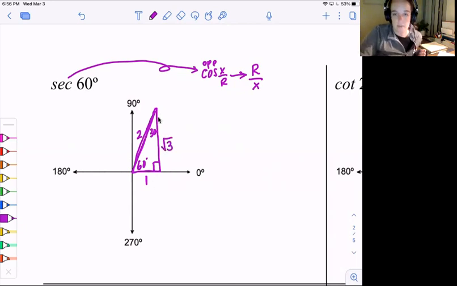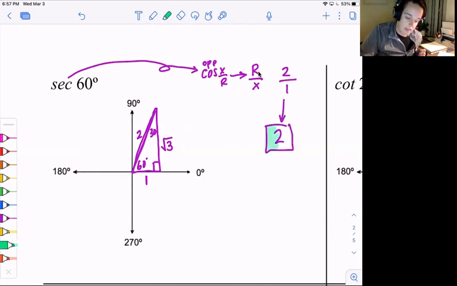Quickly check for negatives. We're in the positive category or quadrant, so we're good. And then I need to do r over x. So r is 2 in this case. X is 1 in this case. Simplifies to +2. And that is my answer for this problem.